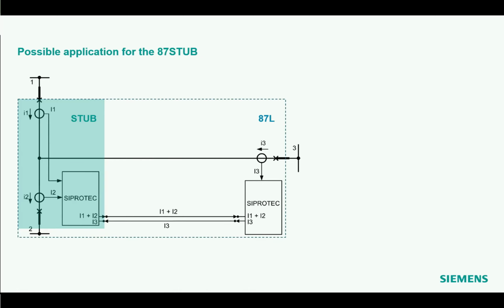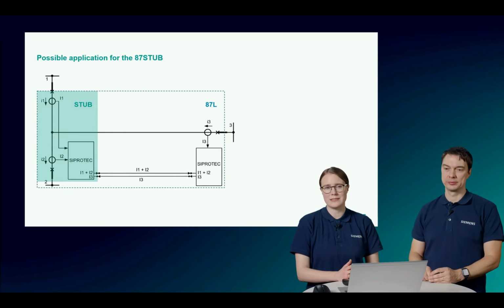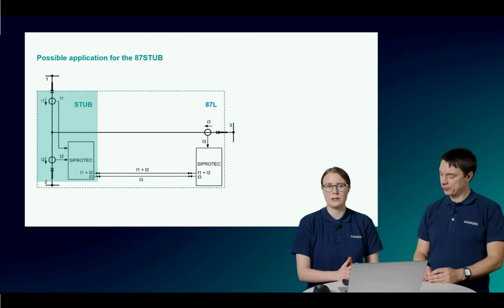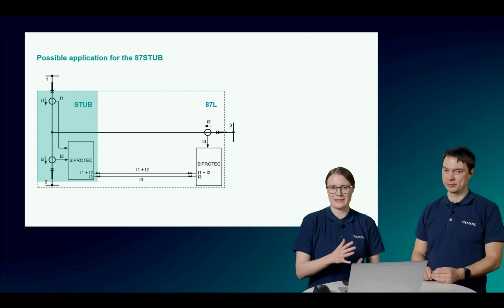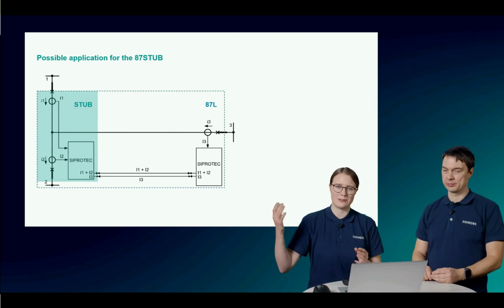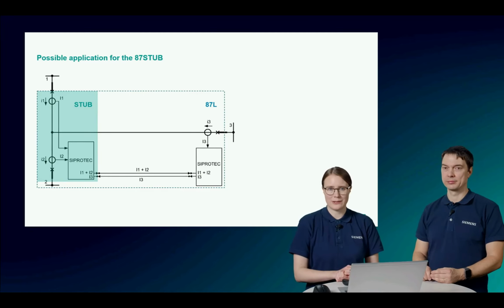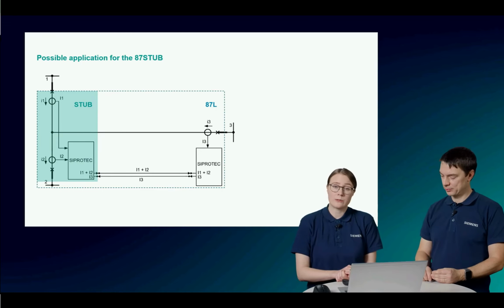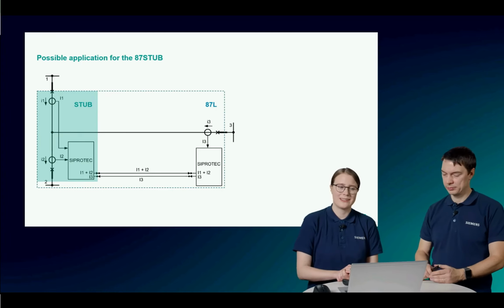So this is completely possible, and the benefit of this solution is that you only need 2 devices, because you have the stub differential protection and the 87L protection running in one device in parallel. Both currents from CT1 and from CT2 are connected to my first device, which then sends both measurements to my third device. And for this, I want to show you in DIGSI real quick how to configure this.